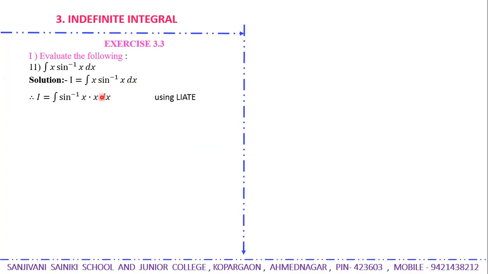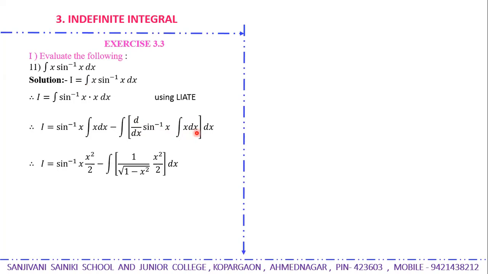So here, after using the LIATE rule, the first function we choose is sine inverse of x and the second function is x. So inverse trigonometry and then algebraic function. Now we will use by parts. First function as it is, integration of the second function minus integration of d by dx of the first function into integration of the second function.